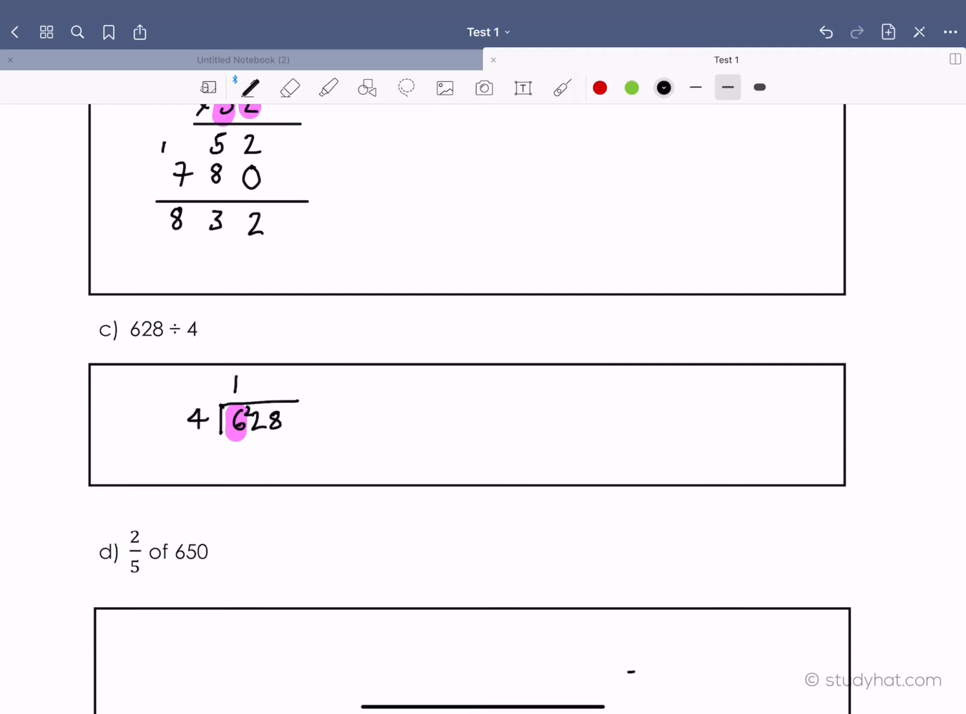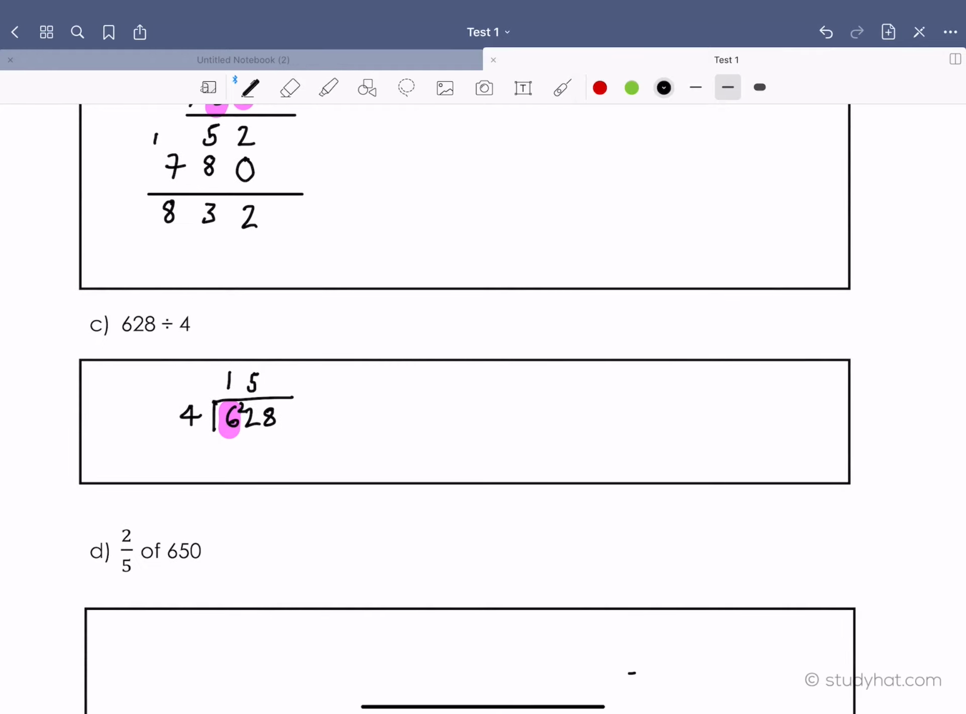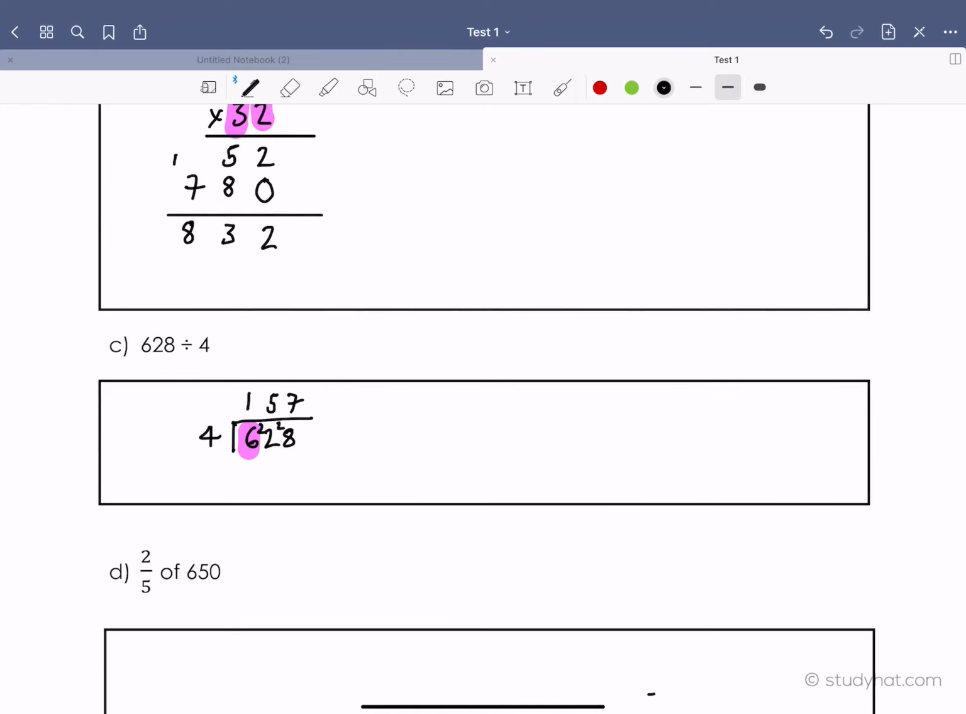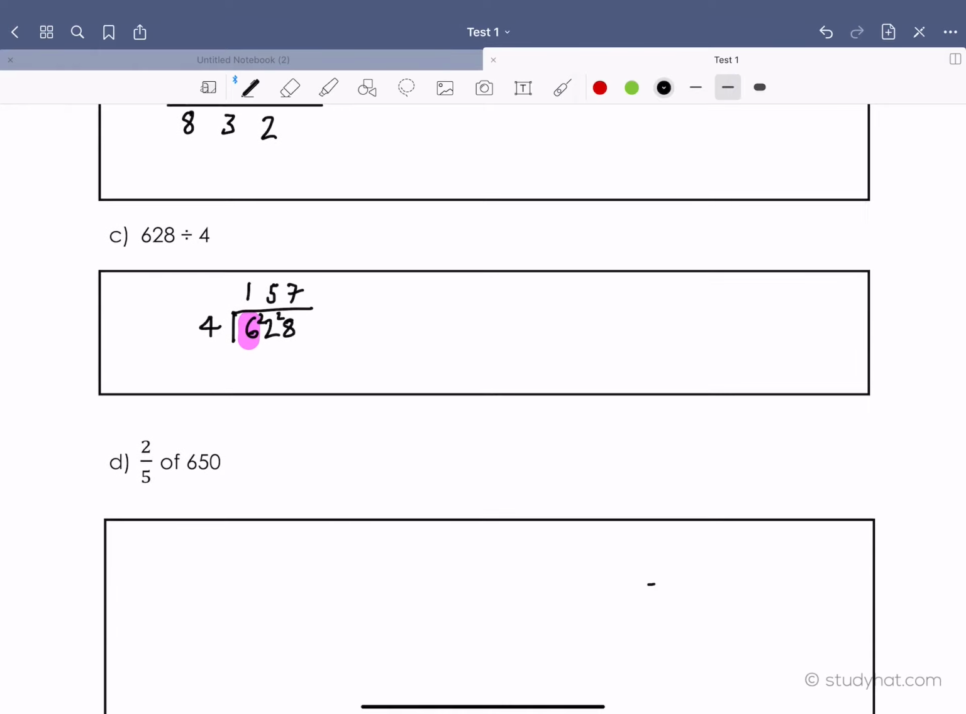Now we say, how many times does 4 go into 22? And that's going to be 5 times. And again, remainder 2, because 4 times 5 is 20. So that leaves a remainder of 2 with 22. Now, how many times does 4 go into 28? That's exact. That is 7. So there's your answer, 157.